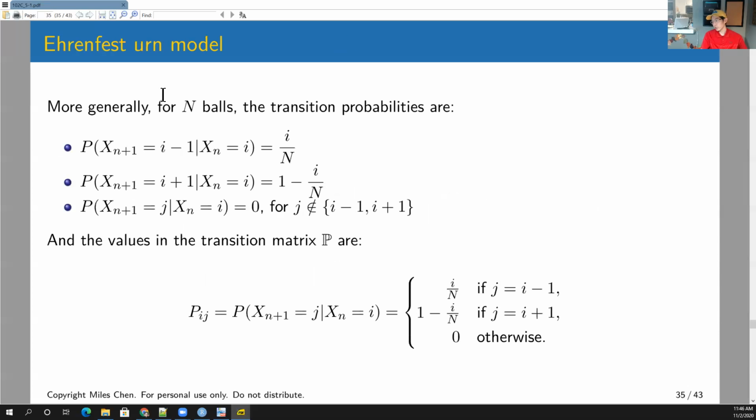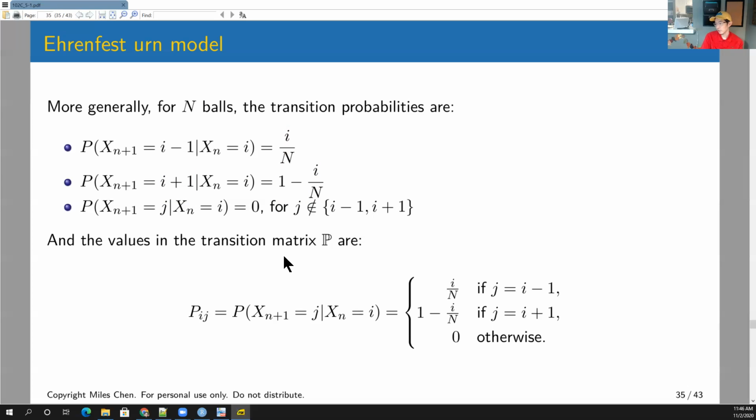And so more generally, if you expand this to a total of n balls, if you start off with i, the probability that you end up with i minus 1 is going to be, you have to pick one of your i balls, so that probability is i over n. And if you start off with i, the probability of ending up at i plus 1 is going to be 1 minus i over n.